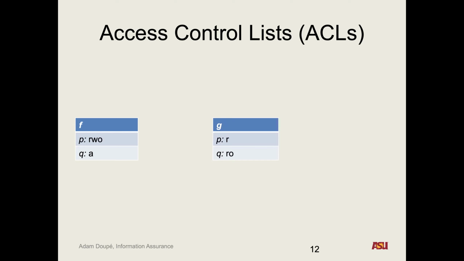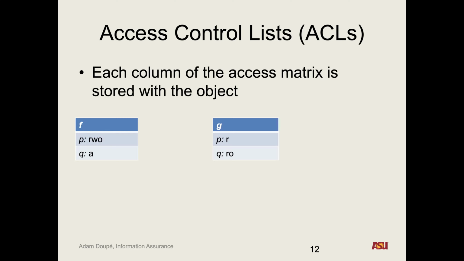So in this case, we'd split it up so that for file F, process P has read, write, and own, and Q has append, whereas for file G, process P has read access and process Q has read and own access. So what's the benefit here in comparison to the previous big matrix model?